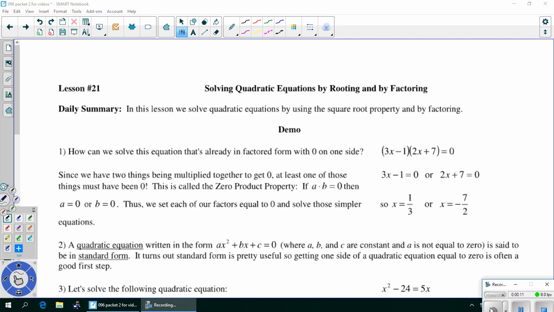How can we solve this equation that's already in factored form with 0 on one side? 3x minus 1 times 2x plus 7 equals 0. If you pick your favorite number for x and plug it in here, 3x minus 1 is just a number. So I'm going to cross this off and say, in my mind, that is some number. And I'm going to cross off the other one. Again, you pick your favorite x, and 2x plus 7 is just some number.